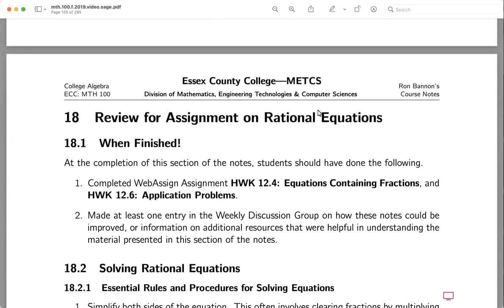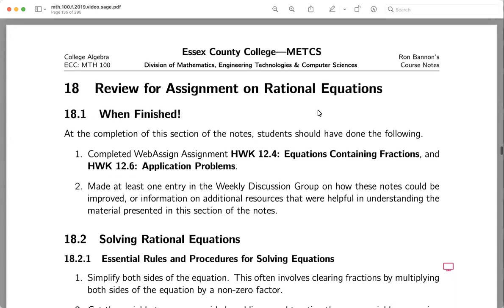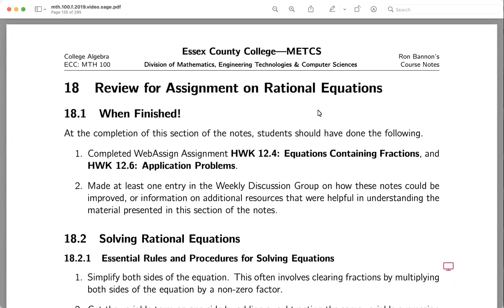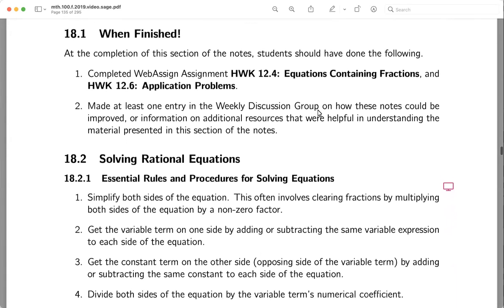Okay, we're in section 18 now, and this is the rational equations. We've learned a lot about rational expressions at this point. We've been dealing with rationals. What have we been doing with rationals? Reducing them, building them, adding them, multiplying them, dividing them. So we've done a lot. And now we're getting to equations.